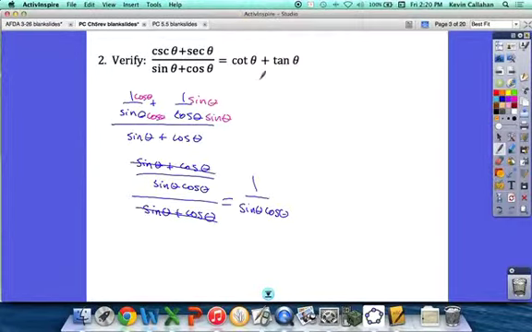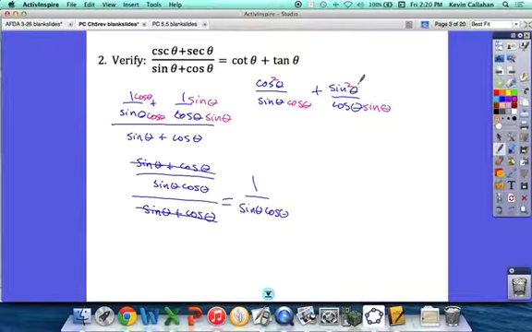Right, this one is cosine over sine, and the next term is sine over cosine. And again, find a common denominator. What will I multiply the first one by? Cosine over cosine. And the second one? Sine over sine. So it just turns that cosine into cosine squared and sine into sine squared.